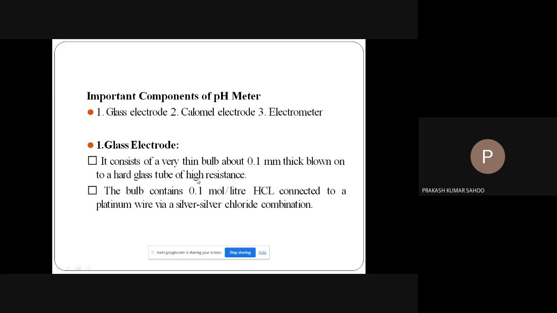So the first one, the glass electrode, consists of a thin bulb about 0.1 millimeter thick, blown on a hard glass tube of high resistance.